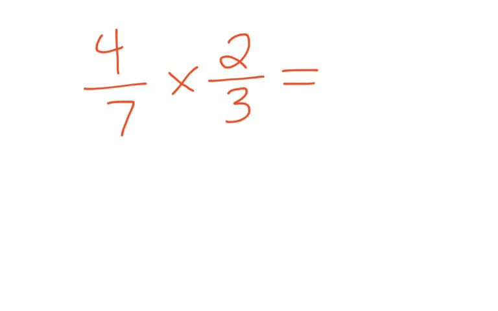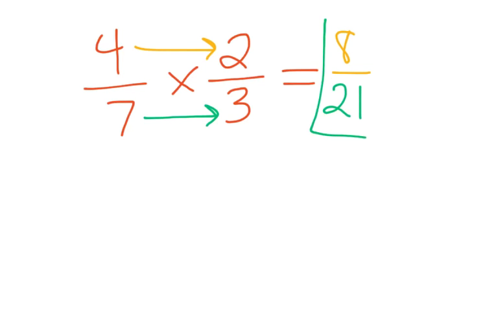Second example, 4/7 times 2/3. Once again, multiply straight across. 4 times 2 is 8. Multiply the denominators. 7 times 3 is 21. 8 over 21 cannot be simplified because it does not have any common factors, so you can't divide anything into 8 and 21. So 8/21 would be your final answer, and that is also in simplest form.